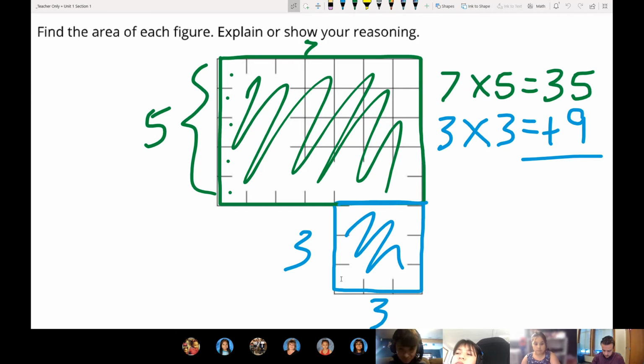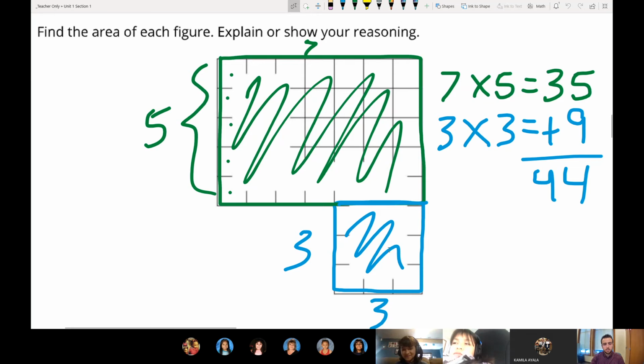44. It is 44. So our total area of this bedroom, let's say, is 44 units. So we took the green rectangle, we took the blue rectangle or square, and found the area of each and added it together.